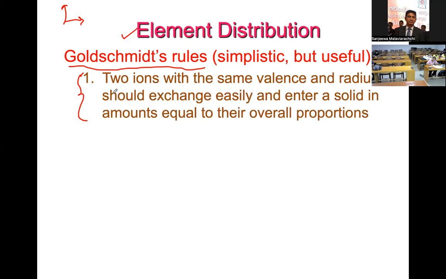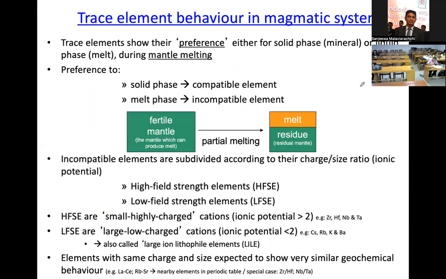Okay, right. So if you consider two ions, that means two elements which are available for exchange within geological systems. If you have two ions with the same valence and radius, that means the same size and charge. Do you remember there is an important parameter we derived from the valency and the radius size? So you see ionic potential, right? This is the ionic potential.